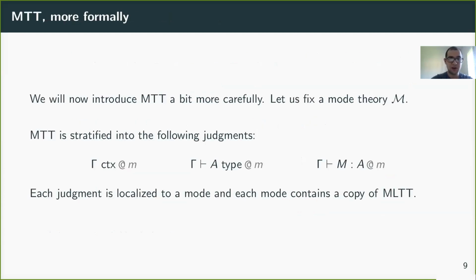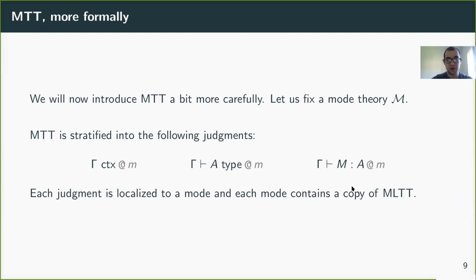So we now need to be a bit more formal. Let's fix a 2-category M, and that will be our mode theory throughout. MTT is going to have the standard judgments of type theory localized to each mode. So there'll be a judgment saying gamma is a context at mode M, A is a type at mode M, and a term at mode M. And each of these judgments is going to contain a copy of MLTT. So there'll be rules for sigma, pi, a universe, and an intensional identity type at each mode.